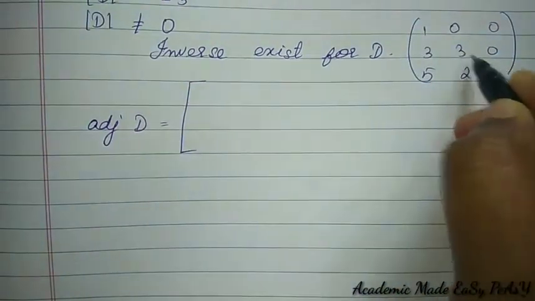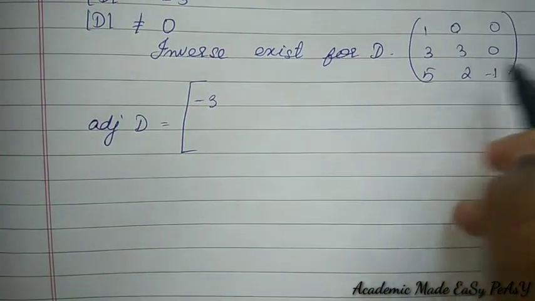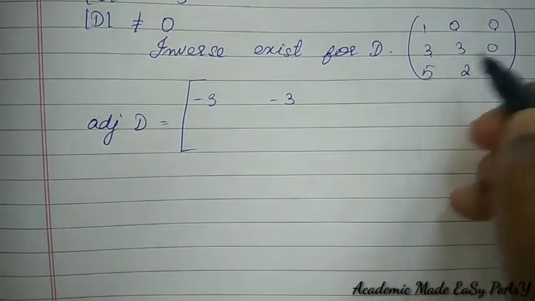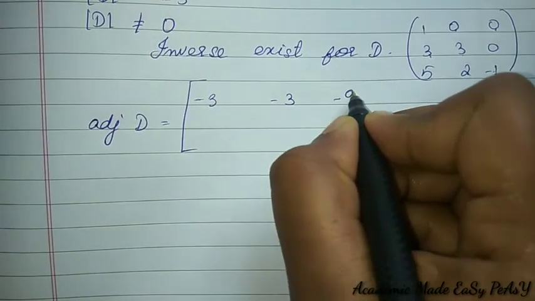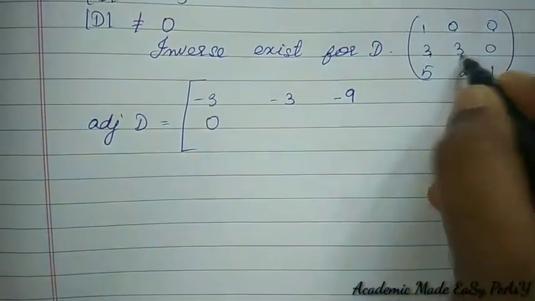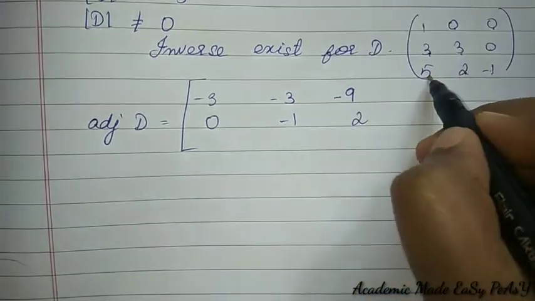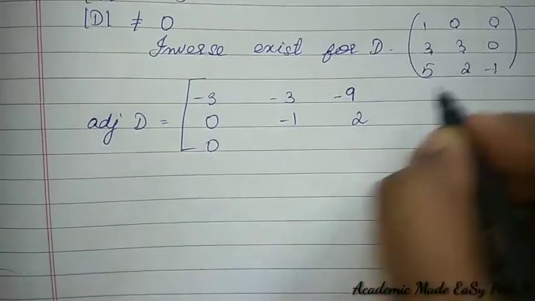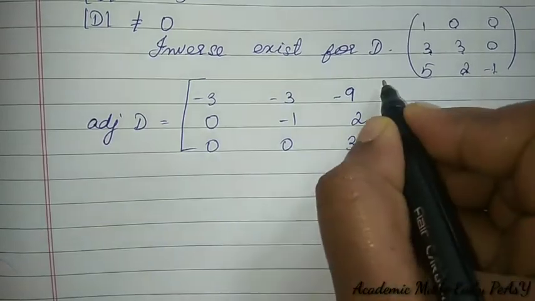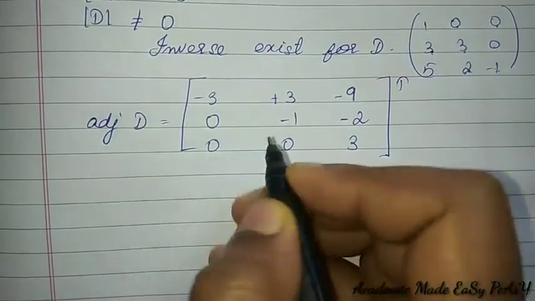For this element it is minus 3. For the second element, minus 3 again. For this element, 6 minus 15, so 6 minus 15 is minus 9. For this element 0. Second element it is minus 1. Third element 2. This element it is 0. Here 0. Here it is 3. So now I will be changing the sign, plus minus, that's it.